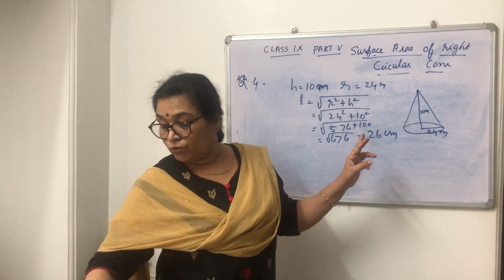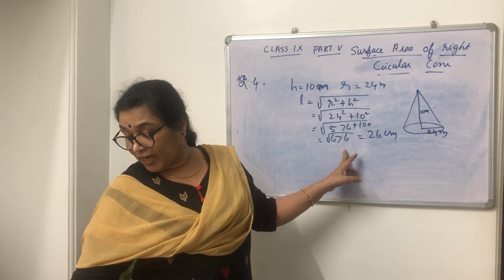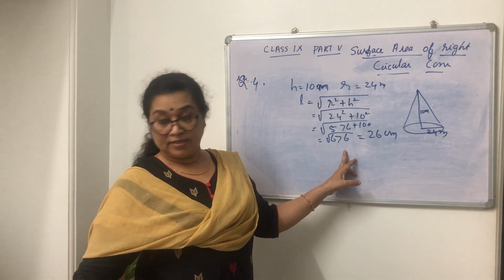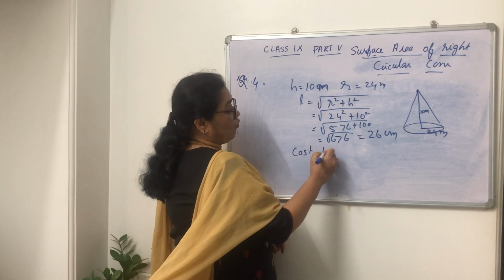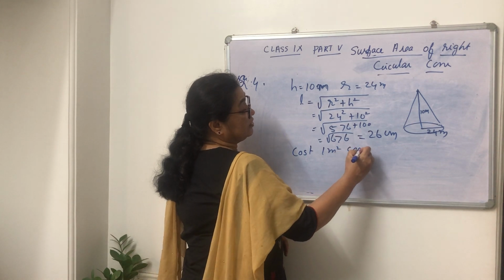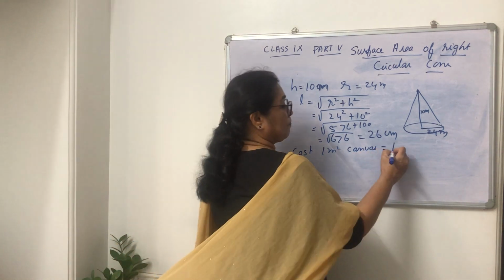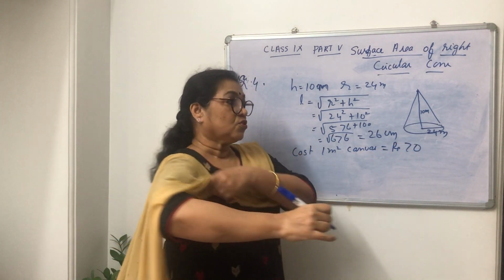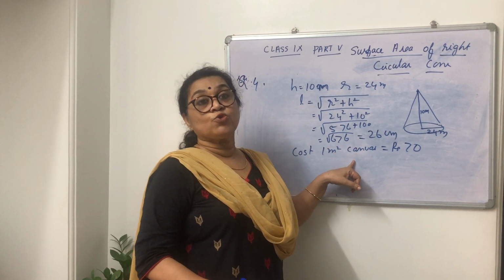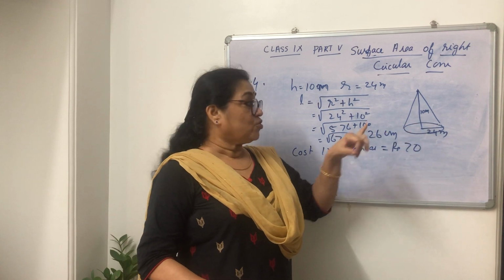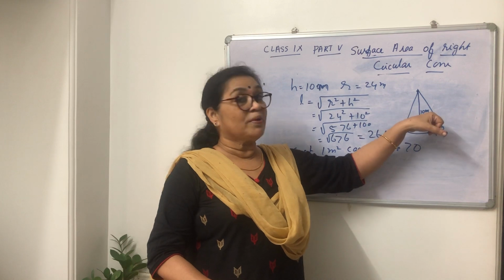Now the second part, you need to find out the cost of the canvas required to make the tent, if the cost of 1 meter squared canvas is rupees 70. So 1 meter squared canvas is rupees 70. This canvas is used to make this tent. So how will you find out the area of the canvas required to make this tent?